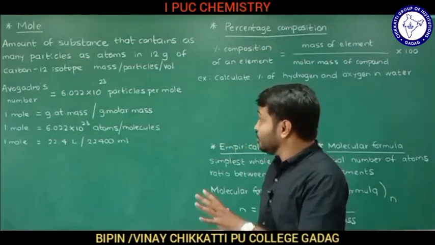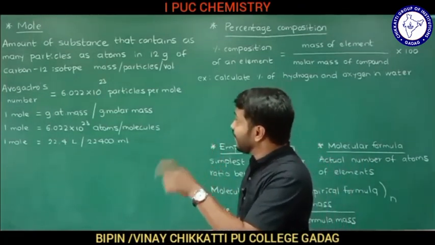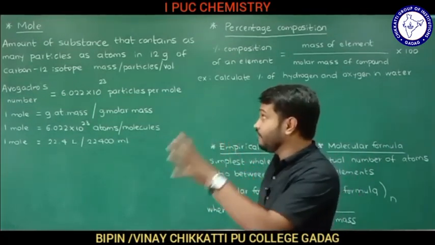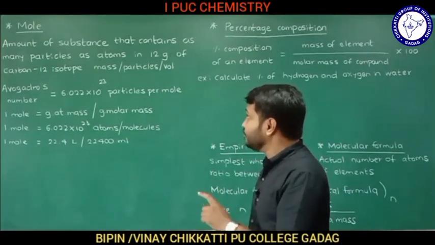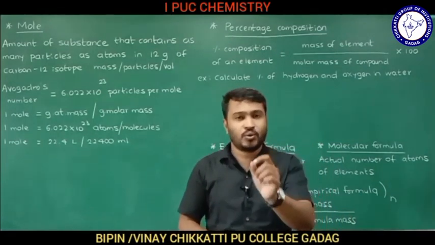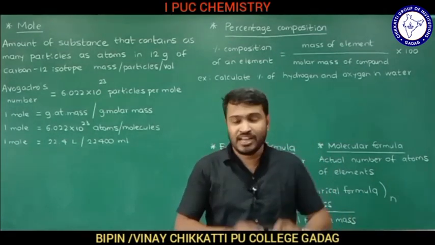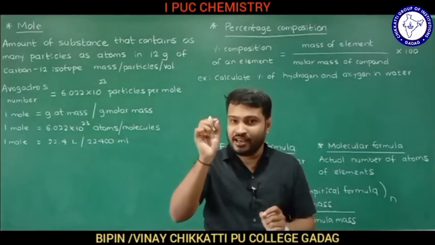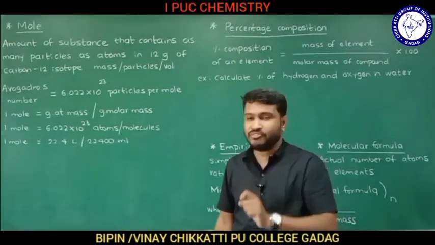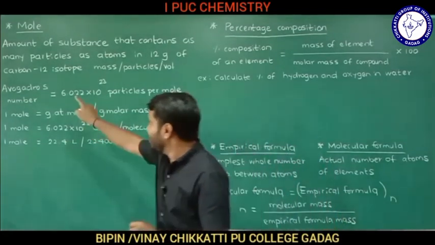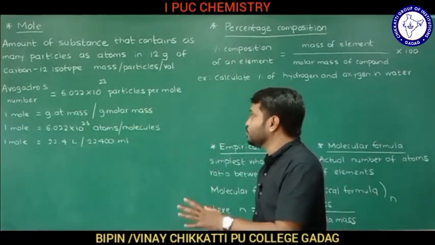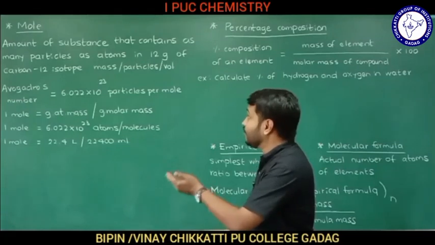Okay, and here before moving on to how much mass we have, how many particles we have, and what would be the volume of 1 mole of a substance, you need to know how many atoms or particles are present in 12 grams of carbon-12 isotope, and that is measured by a number that we call Avogadro's number. Avogadro is the name of a scientist. This value is fixed and constant, and the value is 6.022 into 10 raised to 23 particles per mole.